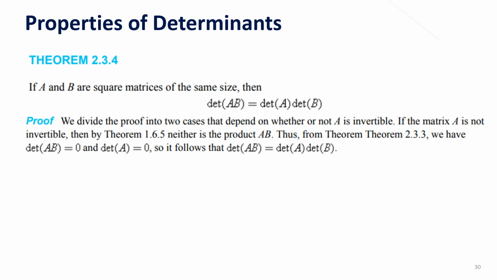Okay, the next theorem is that when A and B are square matrices of the same size, the determinant of A multiplied by B can be calculated separately: first calculating the determinant of A, then multiplying it by the determinant of B.